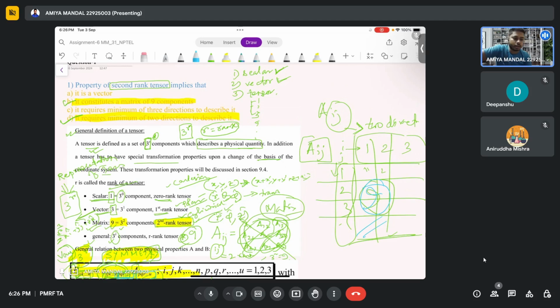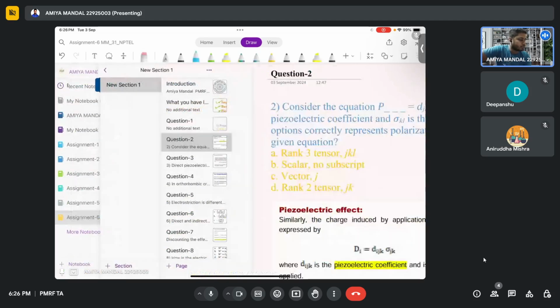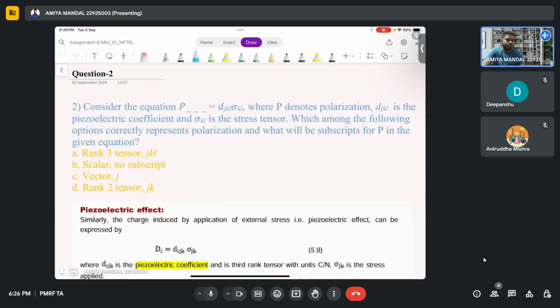So we can go to the next question. B and D are the correct answers in question number 1. And for question number 2, this is also on the basis of the tensorial formula.